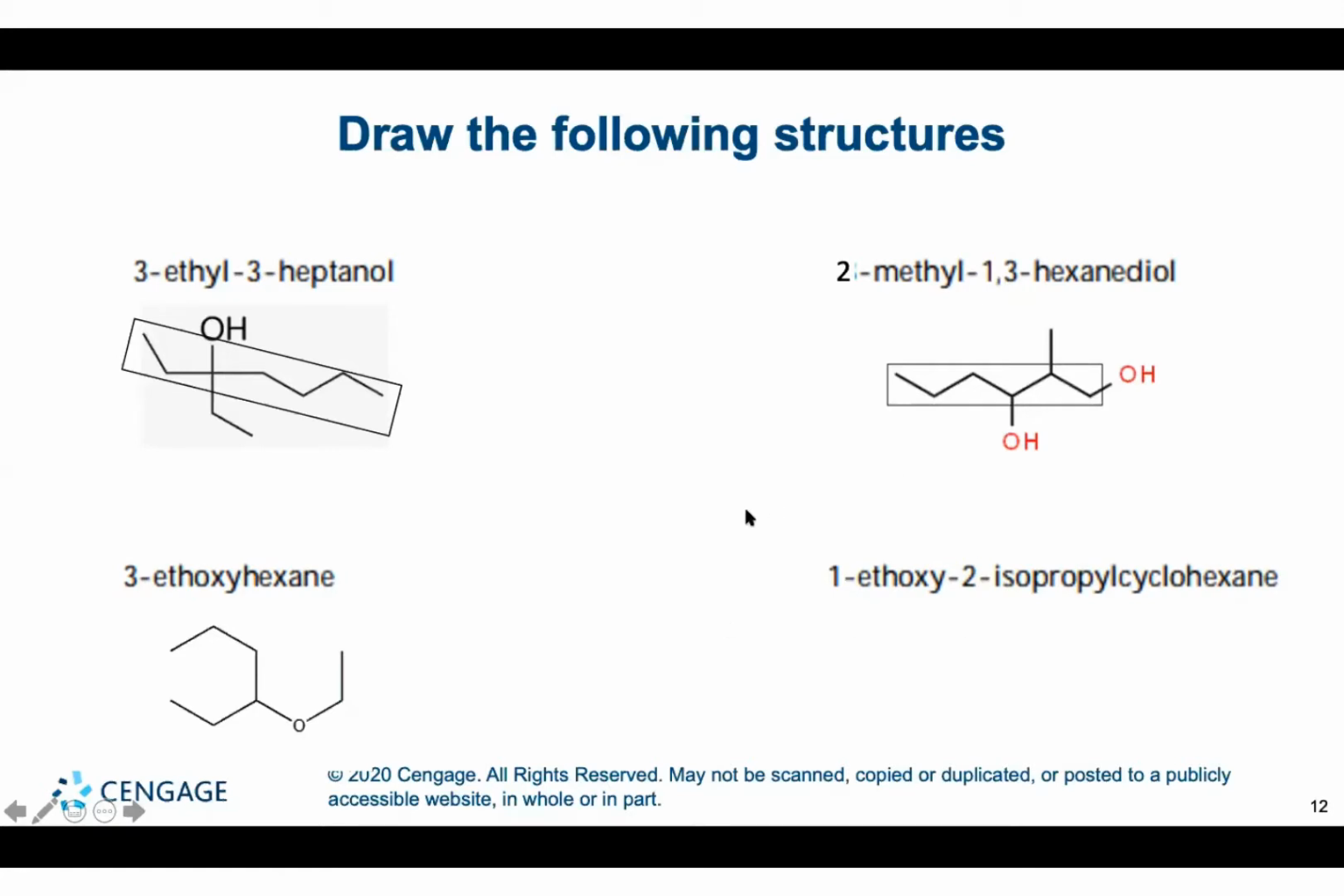What about this one, guys? This is also an ether, right? Look at this. The root name is cyclohexane. So first I should draw a cyclohexane, right? Then on carbon 1, I have an ethoxy, or oxygen and 2 carbons. And on carbon 2, I have isopropyl. That's all, guys, for this section.